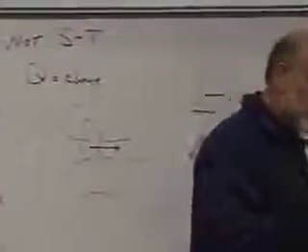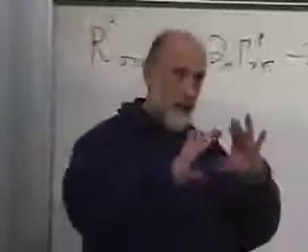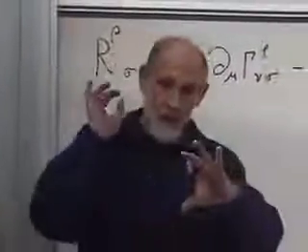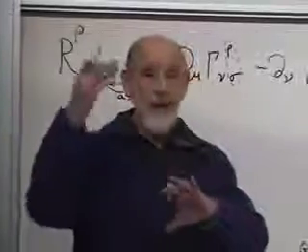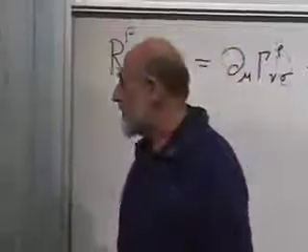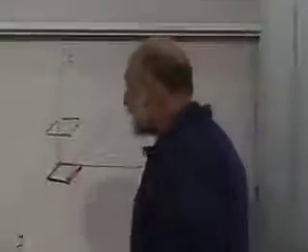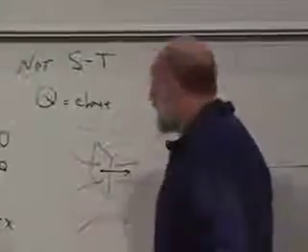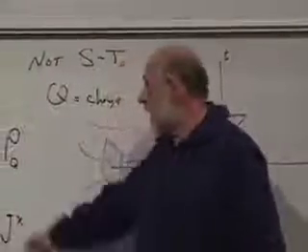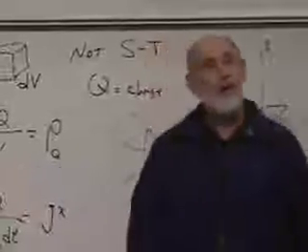If you want to know what Jy is, you take your window oriented perpendicular to the y-axis, and you ask how much charge is going from the negative side of the y-axis to the positive side of the y-axis per unit time, and that becomes Jy. Right?